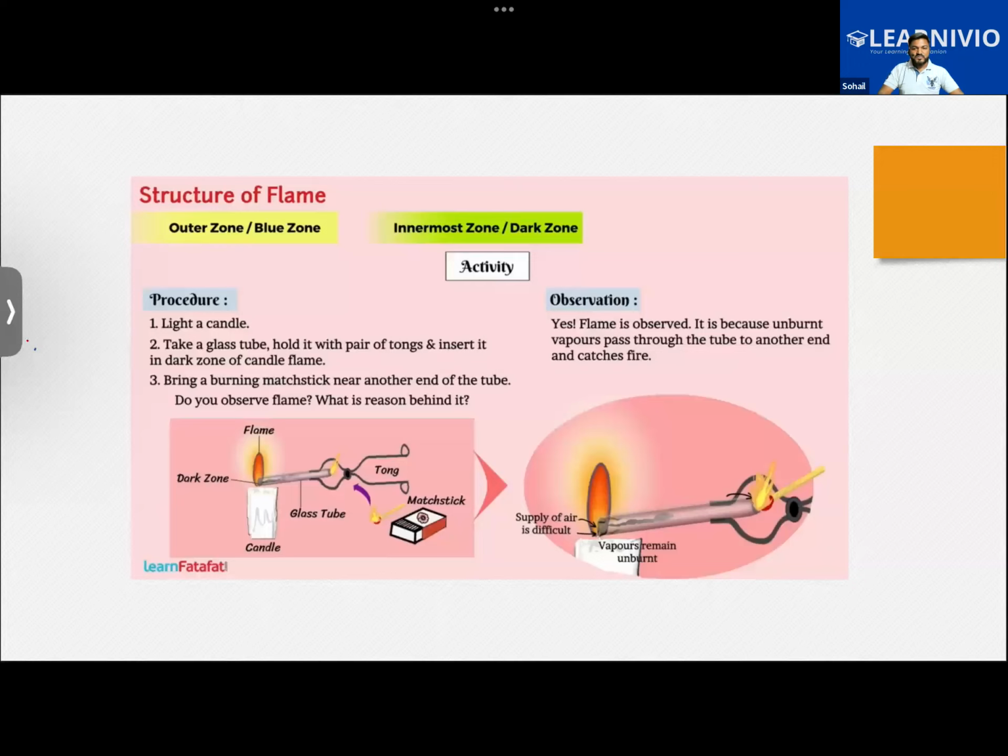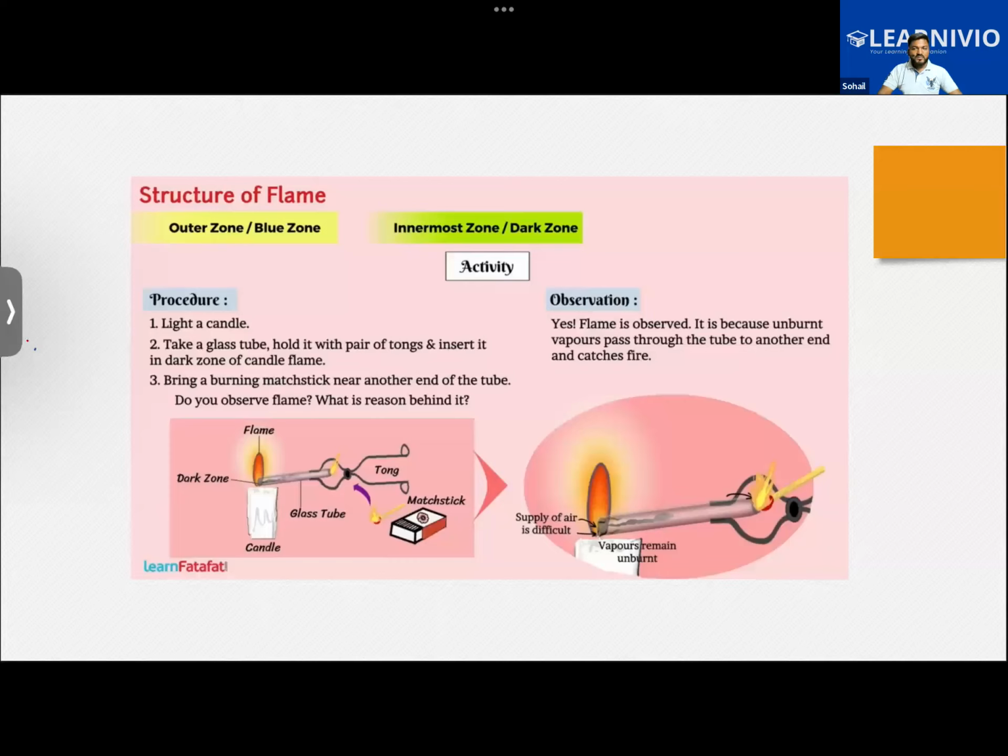While in the second zone, what do you know about the second zone? Is, by the way, in the innermost zone, complete combustion taking place? No, sir. First of all, make yourself visible. Start your camera in the class. So complete combustion is not taking place, right?